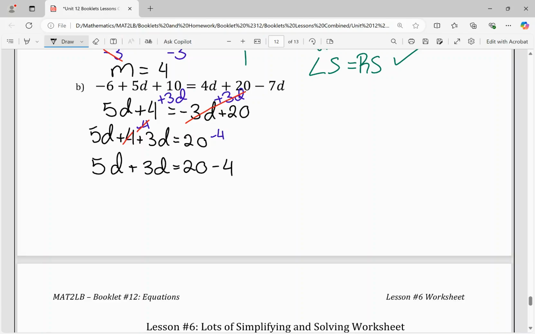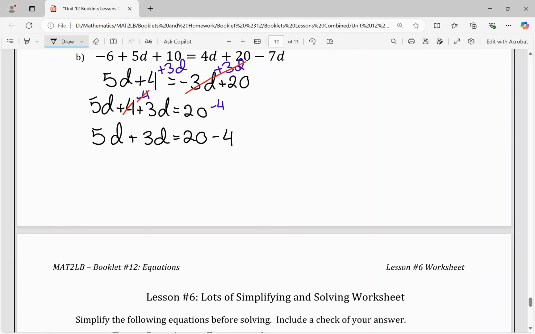Great. Everything with a variable is on the left. Everything without a variable is on the right. We can collect these like terms. 5d plus 3d. 5 plus 3 is 8, so that's going to be 8d, which is equal to 20 minus 4, which is 16.